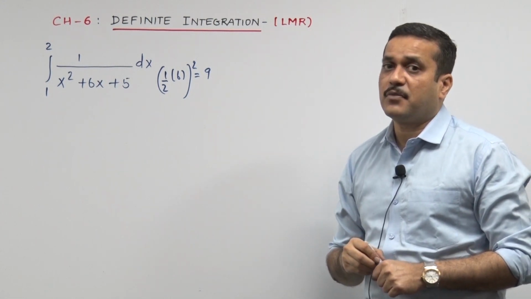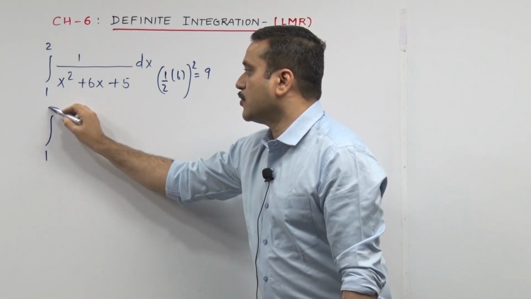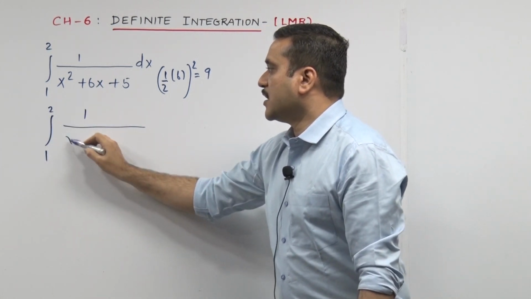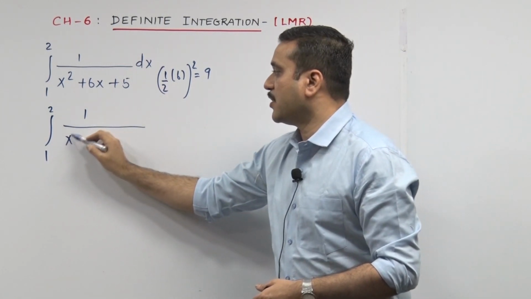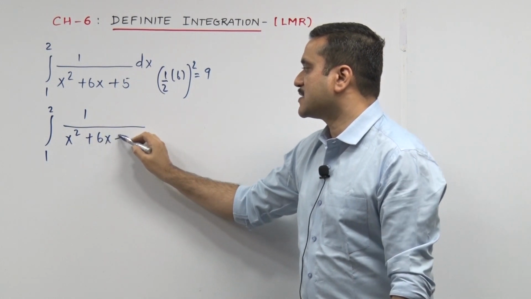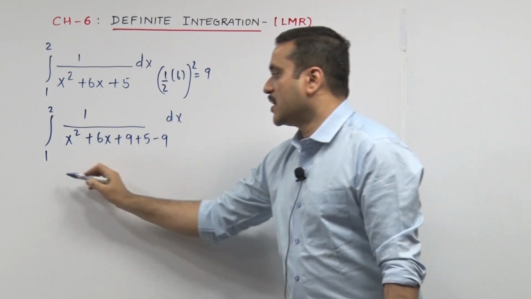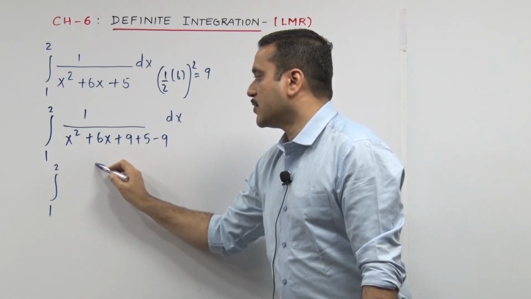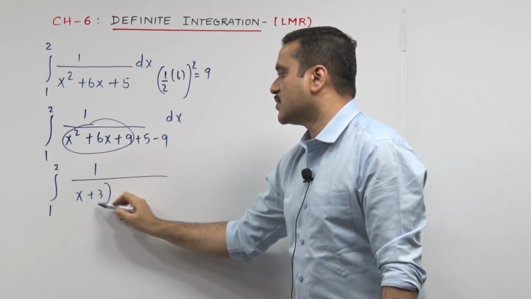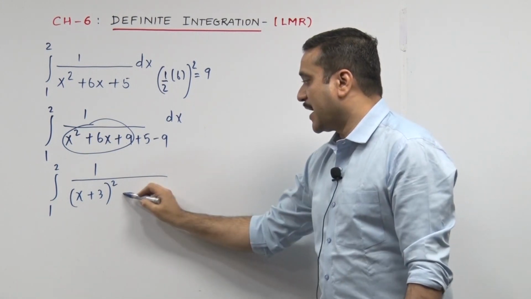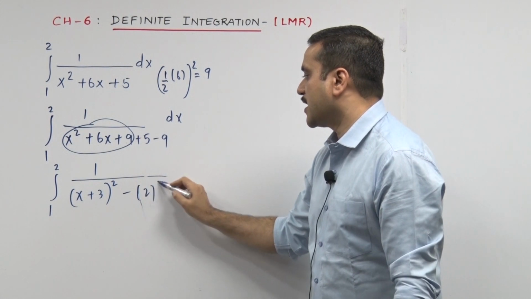Probably we are heading for the 1 upon x square minus a square formula. But let's start. Integrate from 1 to 2, 1 upon, you always say it that way, from low to high. So integrate 1 to 2, 1 upon x square plus 6x plus 9 plus 5 minus 9 dx. Ultimately that becomes integrate 1 to 2, 1 upon (x plus 3) the whole square minus 4, which you write as 2 the whole square, dx.